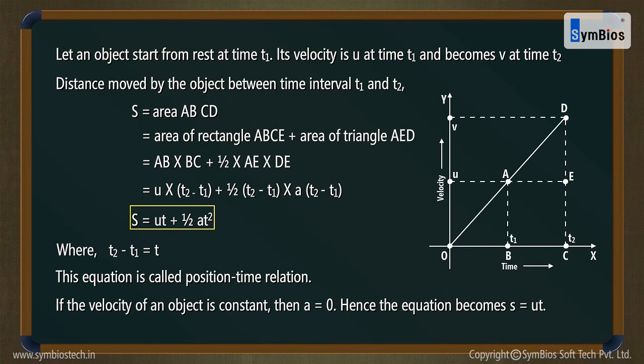If the velocity of an object is constant, then a is equal to 0. Hence, the equation becomes s is equal to ut.